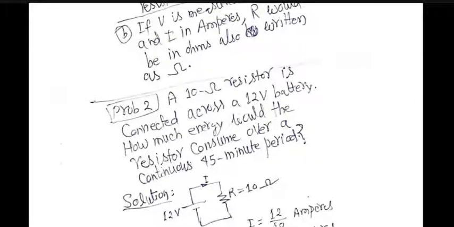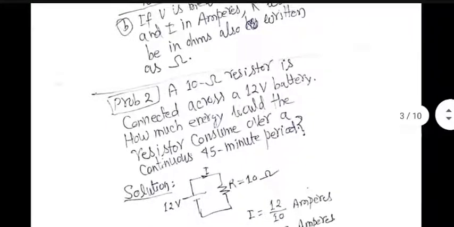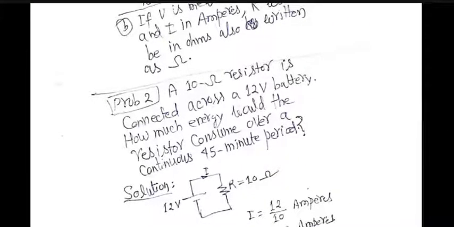That means it's a DC input. How much energy would the resistor consume over a continuous 45-minute period? So you calculate the power dissipated and multiply by the time. Because power is constant with time, you do a simple multiplication. You don't need to integrate over time.